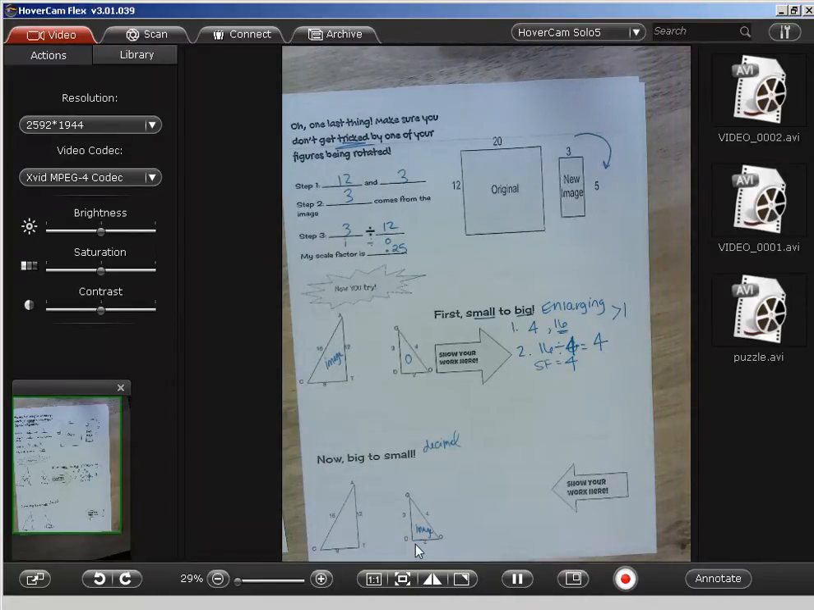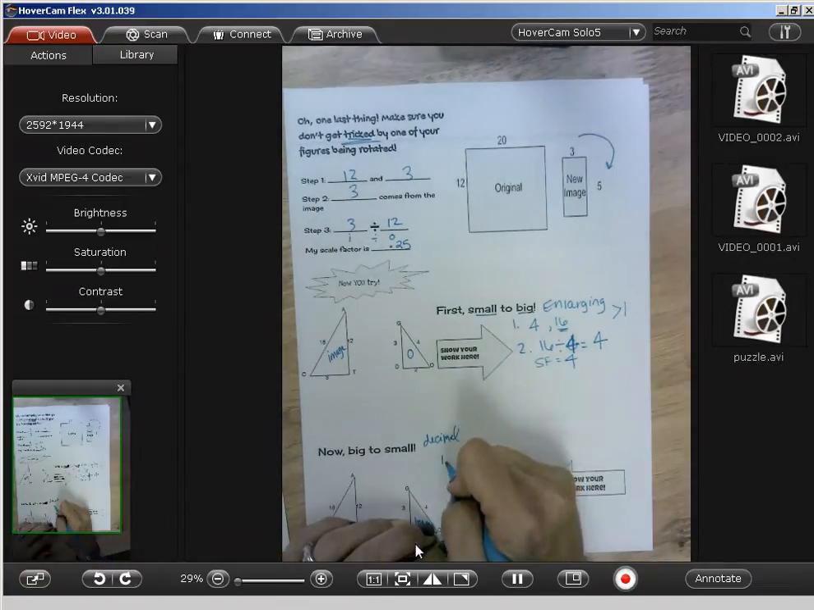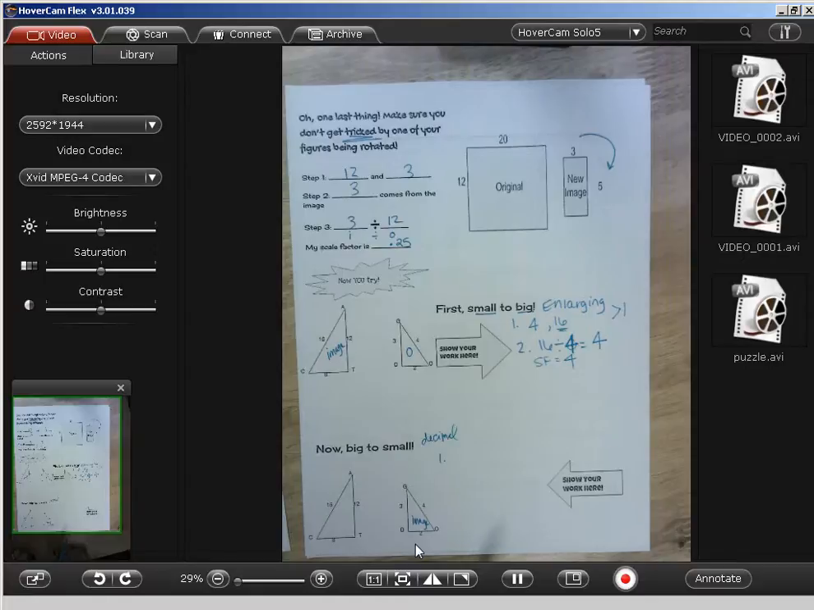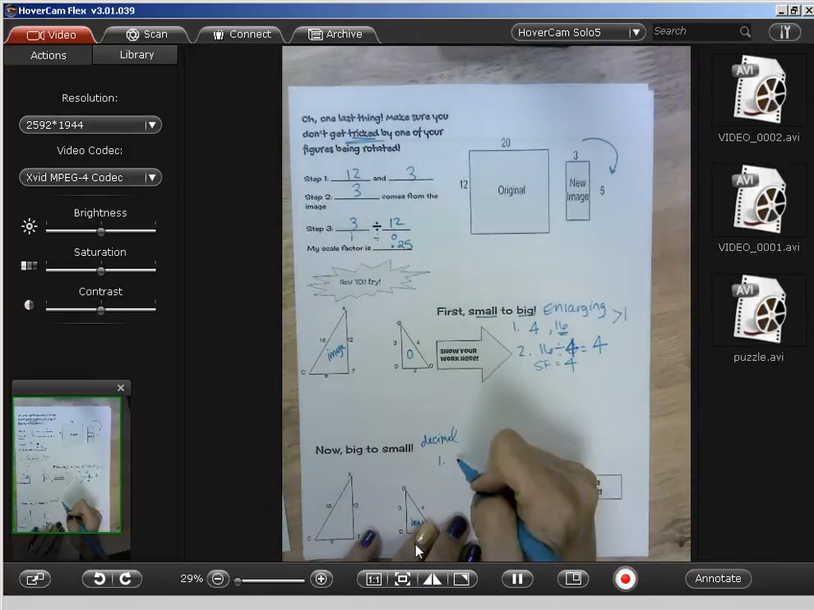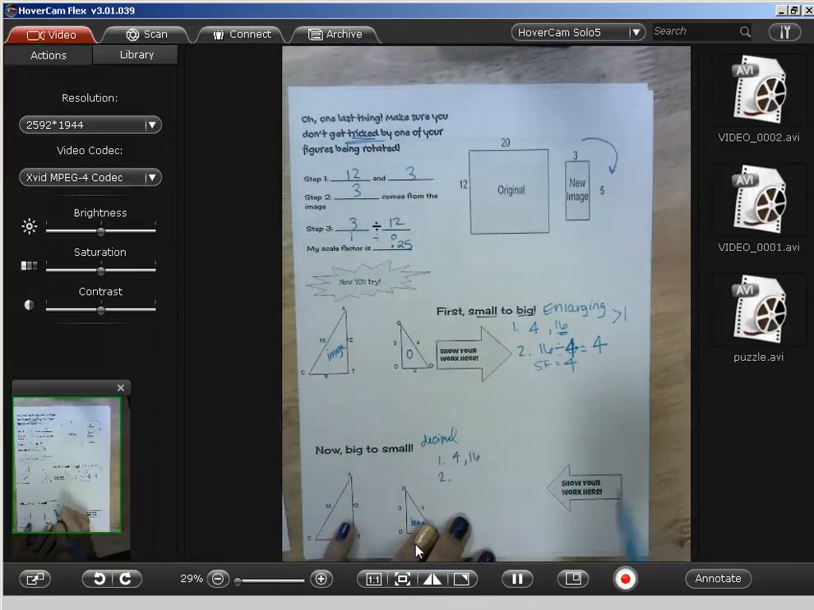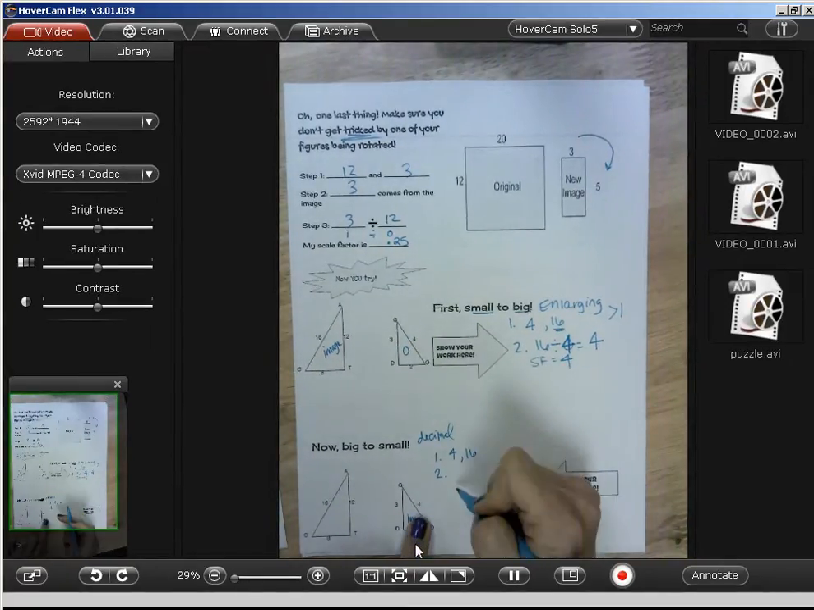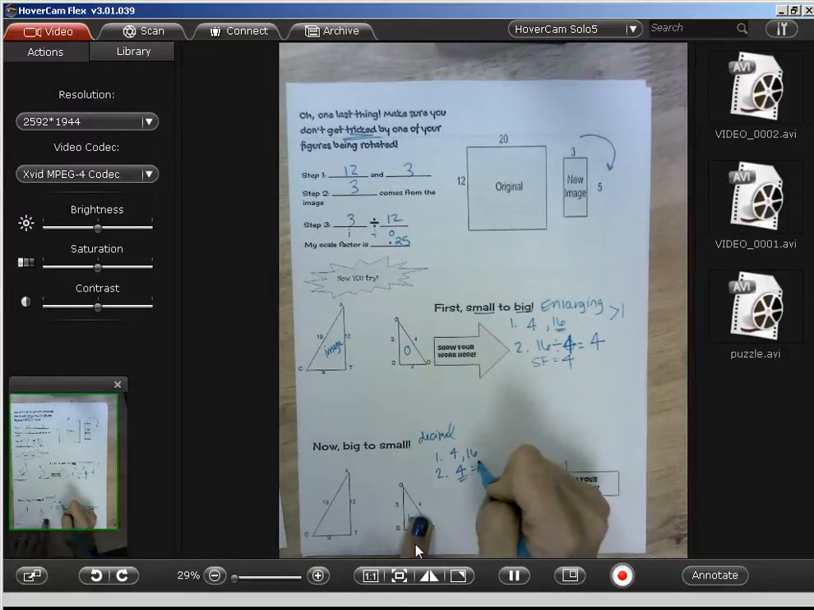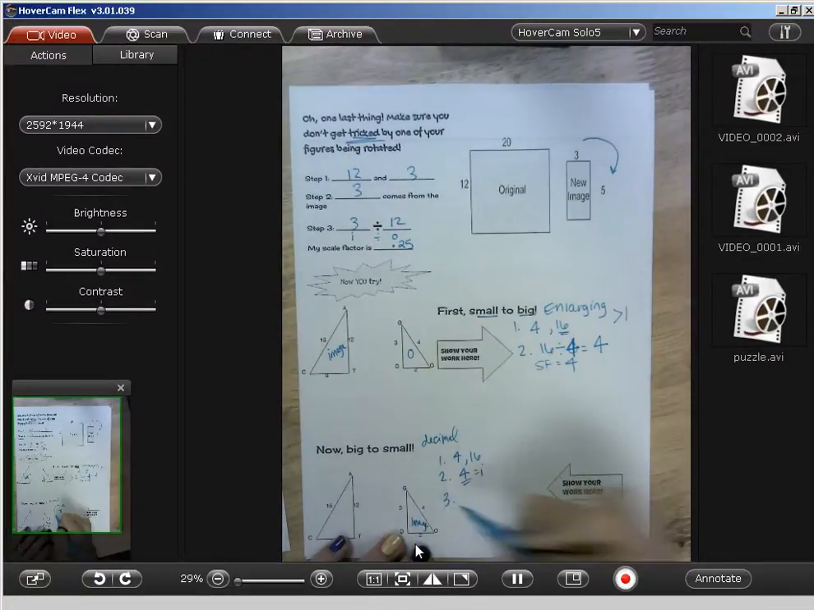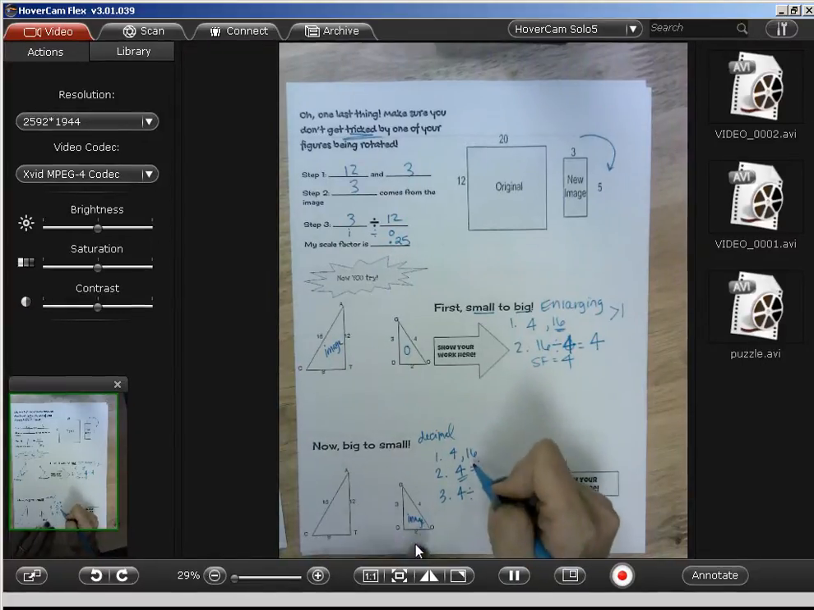We are going to do the same steps that we did before. First, we're going to choose our corresponding sides, and I'm going to choose 4 and 16 again. Now we need to determine which one comes from the image. So my 4 is my image, right? And now I'm going to divide image divided by original.